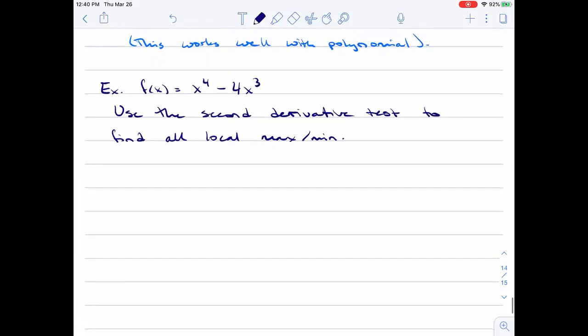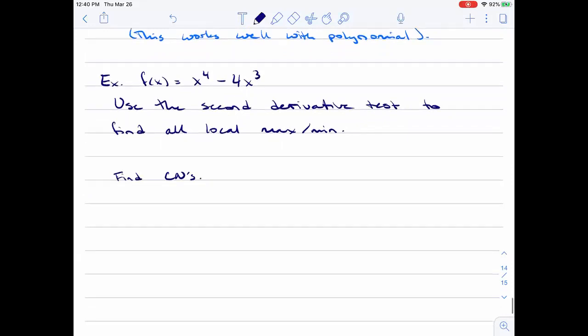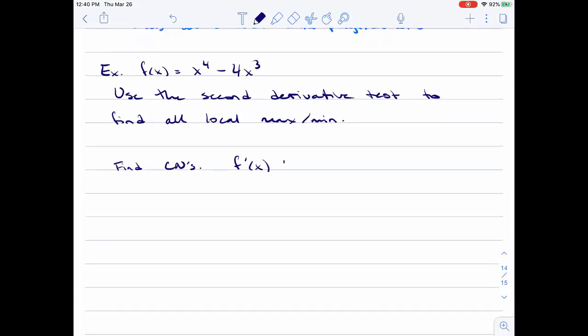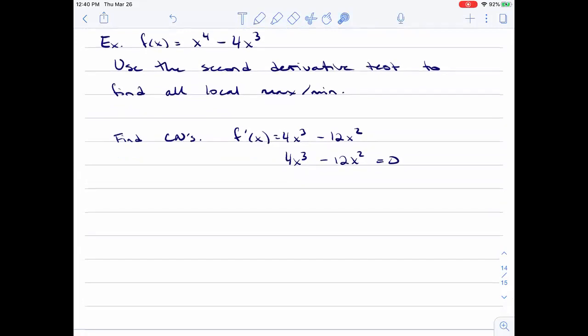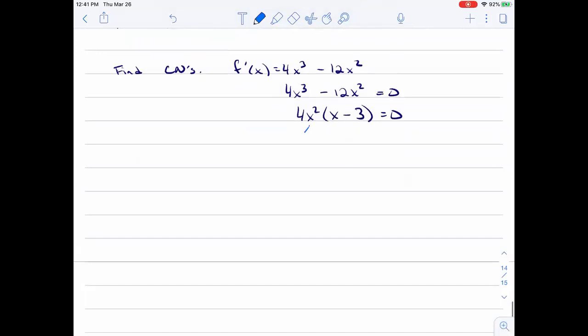So the first thing we have to do is find the critical numbers. The derivative of f is 4x to the 3 minus 12x squared, and we want to force that to be 0. Like I said before, one easy way to do this is to factor as much as you can. So we get 4x squared times x minus 3 must be 0. So I have a critical number at x equals 0 and a critical number at x equals 3. My critical numbers are 0 and 3.